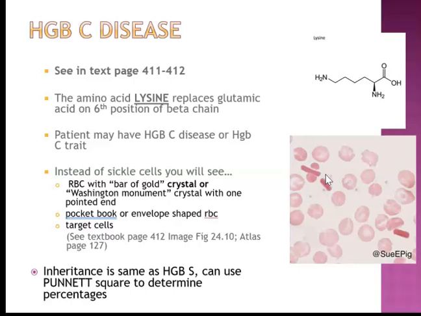Also, people might refer to the red blood cells as envelope shaped or pocketbook shaped. You may also see your target cells in an example of a blood smear of a person with hemoglobin C. This one right here looks like it's a target cell. You see that kind of bullseye in the center. Inheritance is the same as with hemoglobin S, and you can use a Punnett square again to determine the percentages of outcomes for hemoglobin C disease.